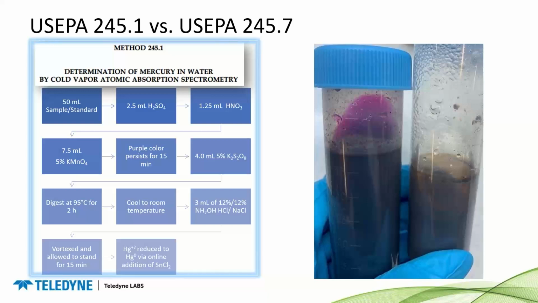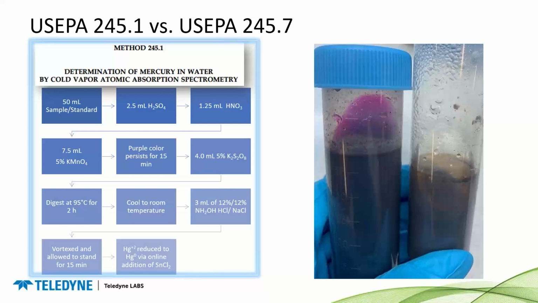So first you'll add your acids. You'll do sulfuric acid and nitric acid. And you'll follow that up with a 5% potassium permanganate solution. So in the photo here, you can see that purple color. It needs to persist in all samples for 15 minutes.